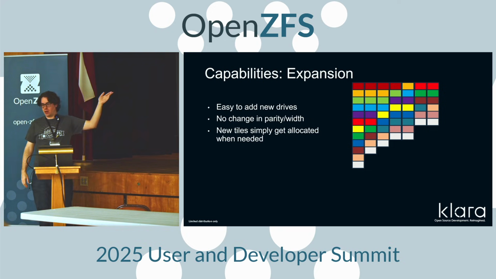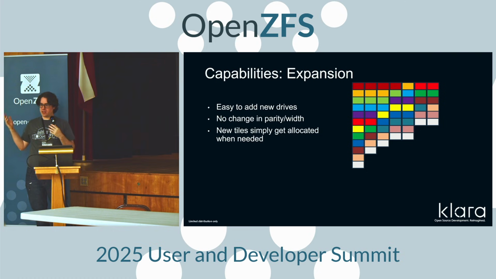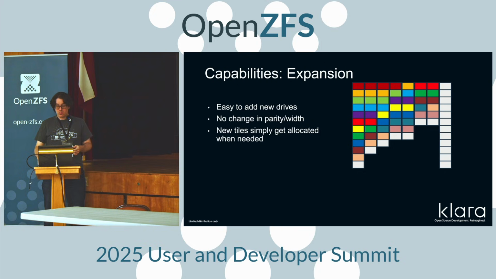So as an example, we're looking at basically our same VDEV from earlier, but it's now getting very full, right? We're running very low on space, and we want to add another physical device to back the pool so that we can have more storage. So you can see we just slap a new drive onto the side. We split it into tiles the same size as all the existing tiles and all the existing VDEVs.